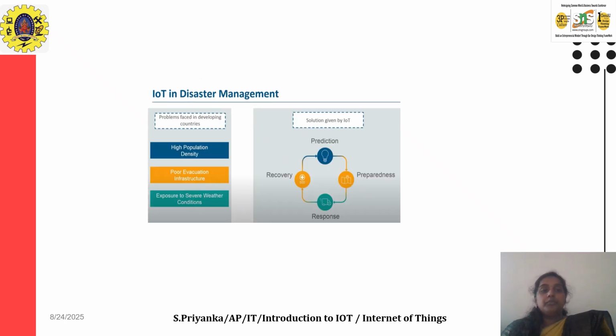Next is IoT in disaster management. In disaster management, it is mainly used for prediction, preparedness, response, and recovery. All these steps will be done in IoT. That is, it has high pollution density, poor evacuation infrastructure, and exposure to severe weather conditions.